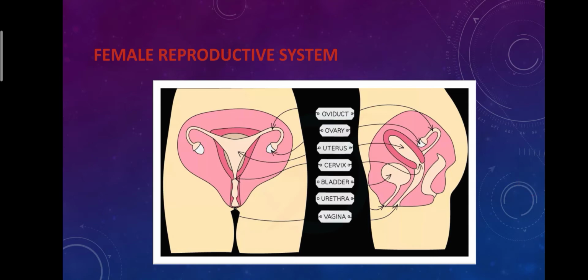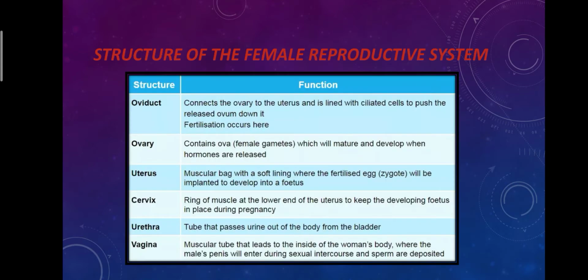The female reproductive system consists of oviduct, ovary, uterus, cervix, bladder, urethra and vagina. The oviduct is present here. This area is showing the oviduct. This is the ovary. Here is the uterus of the female reproductive system. This is the cervix. This is the bladder. And here is a tube which is known as the urethra. And this is the vagina of the female reproductive system. Now we will discuss the functions of the female reproductive system.